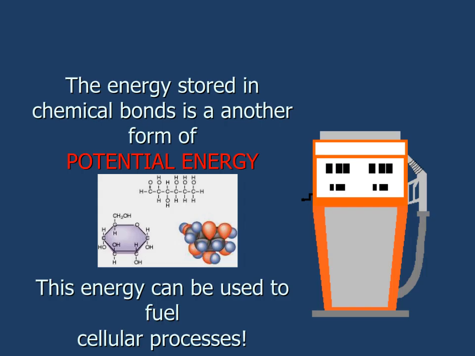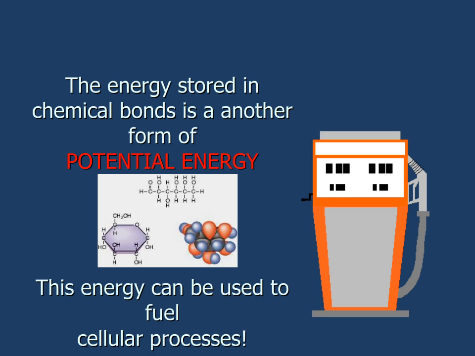Now potential energy is also important in biological systems because potential energy is what we use to fuel the cellular processes of the body. And we find potential energy in the chemical bonds within the food molecules that we eat. For example, carbohydrates, proteins, and lipids all have potential energy, and that potential energy can be converted into kinetic energy in order to fuel the various processes within the body.